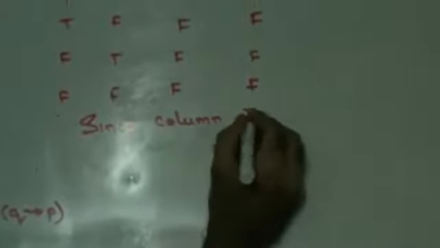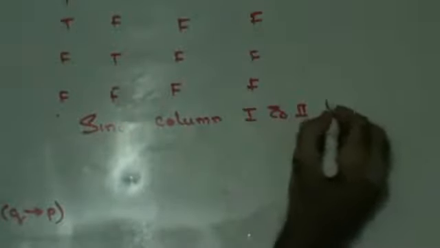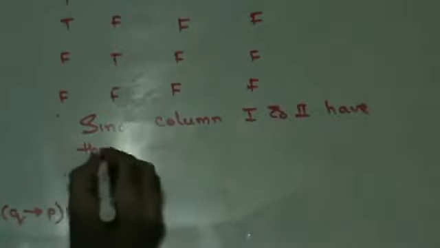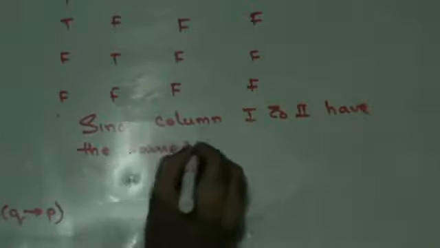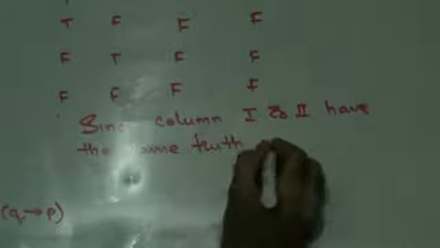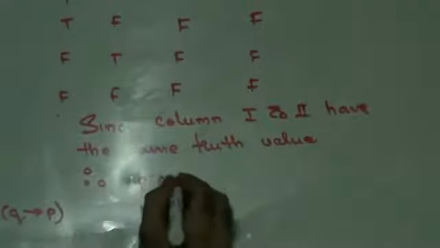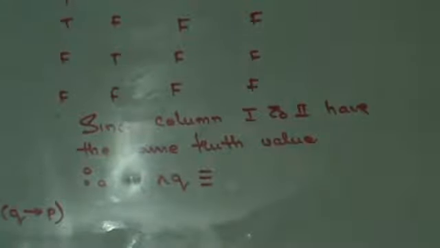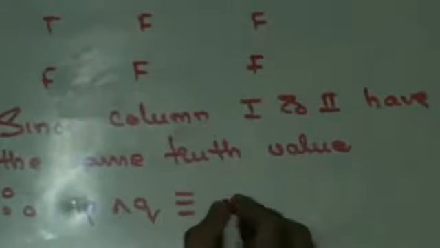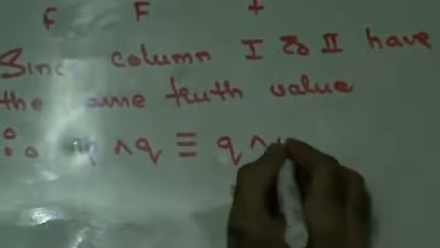I can say that since column 1 and 2 have the same truth value, therefore P and Q is logically equivalent. This is the symbol for that, 3 lines. P and Q is logically equivalent to Q and P. That is how you find out logical equivalence, right?